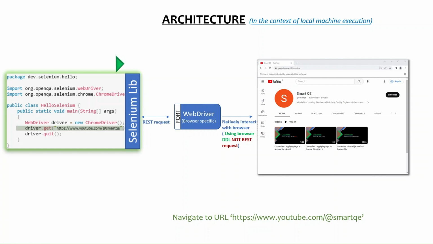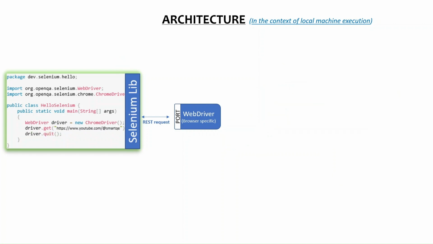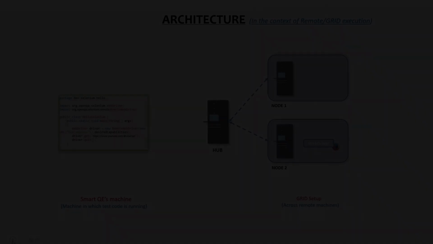In the same way as navigating to a URL, the Selenium test performs other actions like finding the element or performing actions on the element by sending a REST request to the WebDriver. Now let's see what happens in step 3. When the driver.quit method is called, first the browser will be closed by the WebDriver, and then WebDriver itself will be terminated.